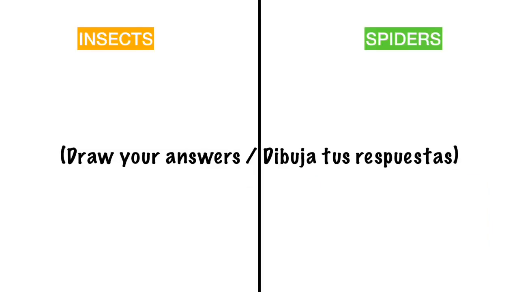I want on your paper to put a line in the middle. One side will say insects, the other side will say spiders. And look at the pictures from before and draw them on here. The ones that are insects, draw them where it's orange and it says insects. And the ones that are spiders, put them with the green where it says spiders.